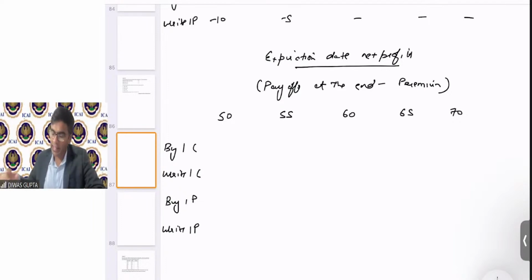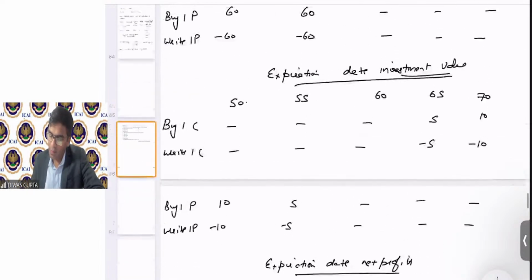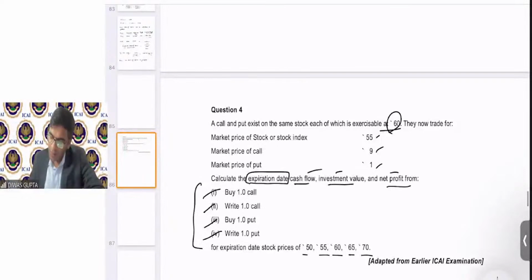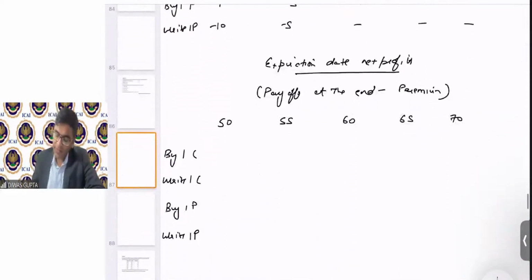So, in case of buying one call at the rate of 50 rupees, the call buyer would have paid a premium, students, correct? What is the premium amount? 9 rupees, students, is the premium for call, and 1 rupee is the premium for put. So at the first place, the call option holder would have paid 9 rupees. And will he get anything on 50 rupees? No, right? Because the option is out of the money. Similarly, at 55 also, it will be minus 9. At 60 again, it will be minus 9.